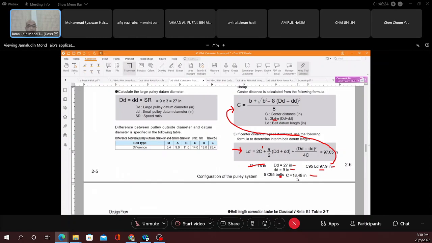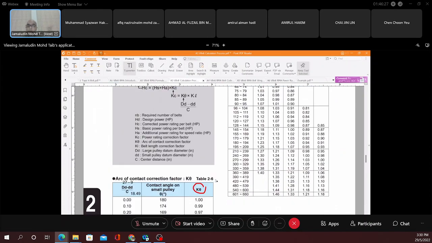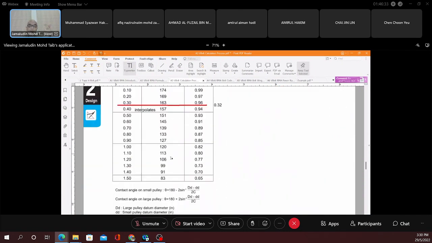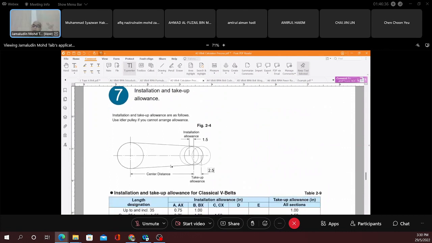The second configuration is how many belts you want to use based on the selected belt. The third configuration is how you want to make the pulley movable: what is the smallest distance and the largest slot, and what is the allowable tolerance for the smaller pulley to move. Those are the 3 configurations you need, based on the 7 steps that you have to follow. I give you 2 minutes. Any questions so far?